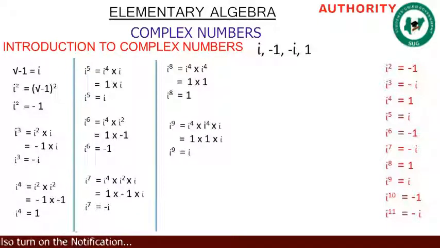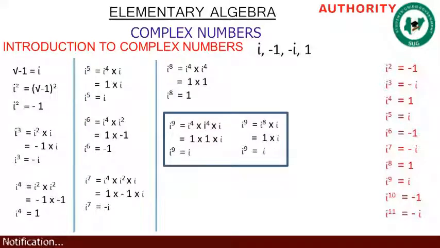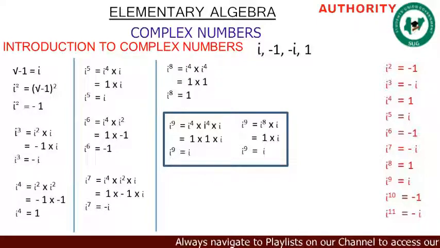Remember also, when you have i raised to power 9, it can be written like this: i raised to power 4 times i raised to power 4 times i. So i raised to power 4 is 1. So we're going to have 1 times 1 times i. So 1 times 1 is 1, and 1 times i is what? i. So i raised to power 9 is equal to i.